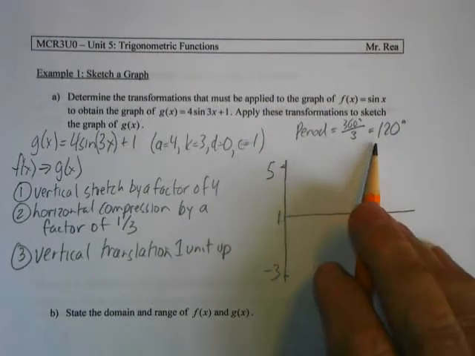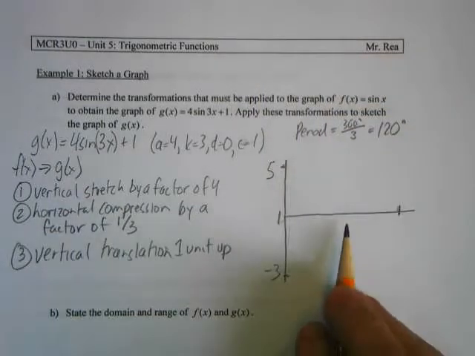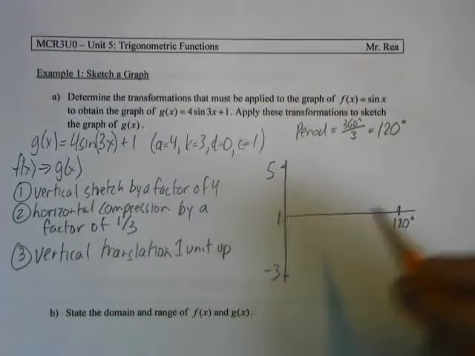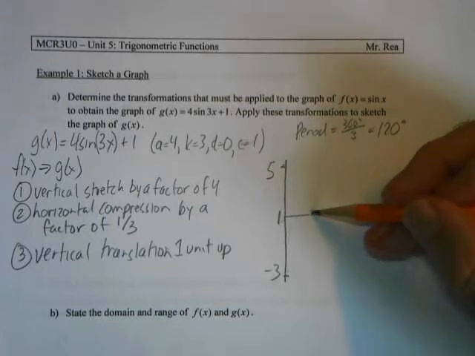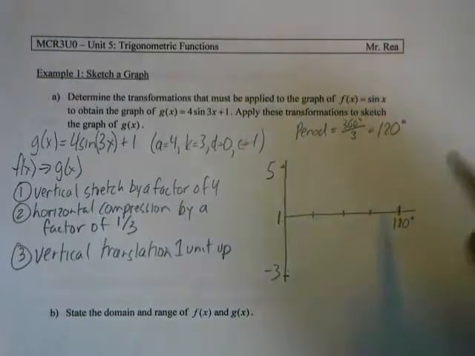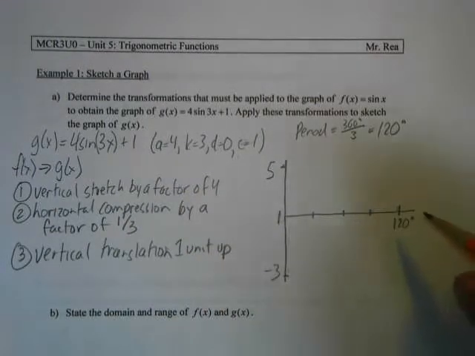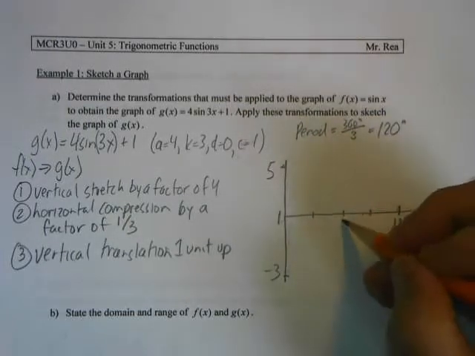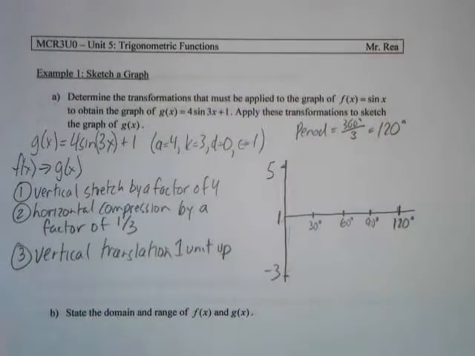For my period, I'm just going to draw one cycle. It didn't ask me to do any more, so I'll mark my 120 for the full period, and then I'll subdivide it into 4 equal quarters, because something exciting happens at the quarter intervals of any period. So if I divide that, that's 30, 60, and 90. Okay, and now I'm ready to sketch.